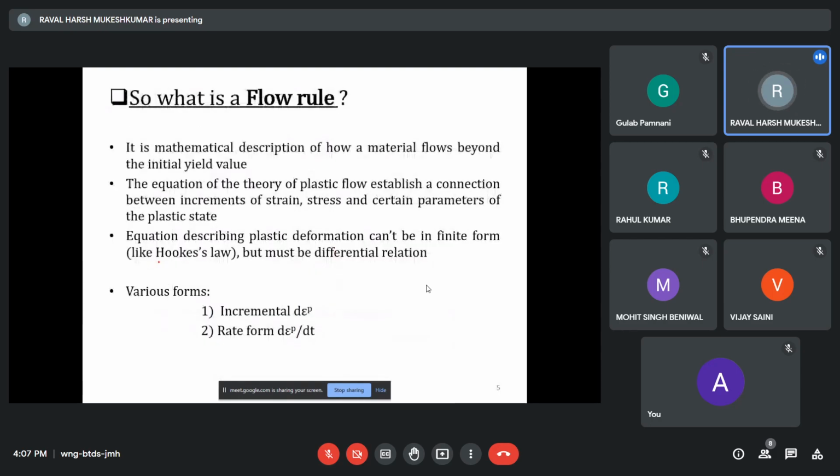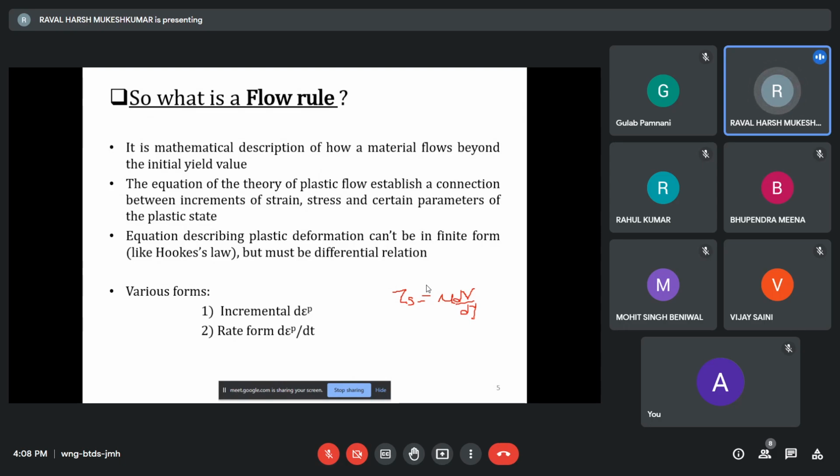So what is basically a flow rule? Now sir, in fluid mechanics we have studied that if a fluid is subjected to the slightest shear force, it will continuously deform, or it will start flowing. That relation of continuous deformation with the applied stress is given by Newton's law of viscosity, where the shear stress tau is equal to mu times dv by dy. So sir, here dv represents the continuous deformation and tau is representing the stress.